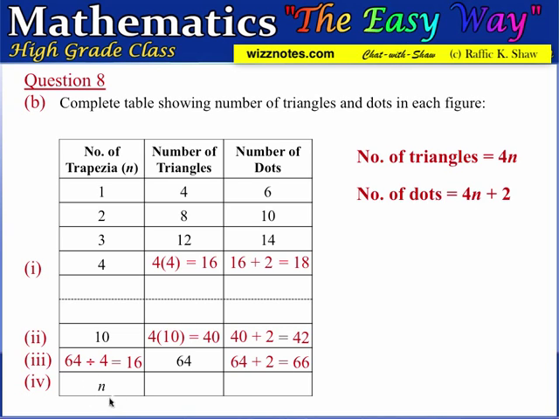And we can complete this last line using the formulation that we have from before. Because when the number of trapezia is n, we deduce that the number of triangles will be 4n, and the number of dots will be 4n plus 2. And so that's the answer for part B, and we have completed this table.